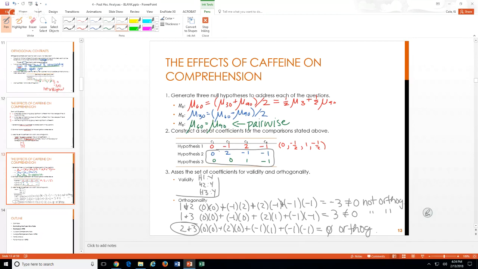Again, it's okay in your study if you have non-orthogonal contrasts, as long as it aligns with your research question. But it's good for you as the researcher to know if you have a set of orthogonal or a set of non-orthogonal contrasts. Okay.